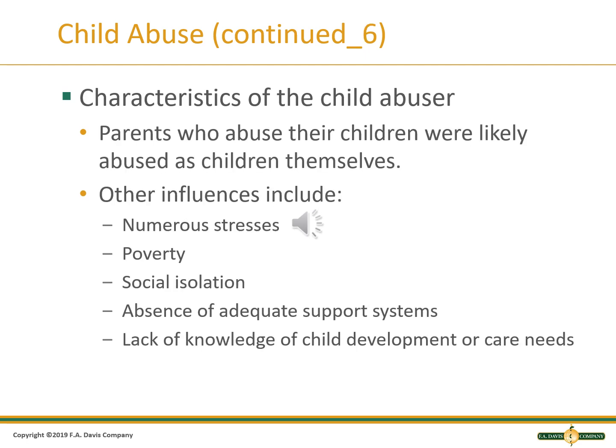Characteristics of a child abuser. So, a number of factors have been associated with adults who abuse and neglect children. A parent who abuses their child was likely abused as a child themselves. Some of the influences could be numerous stressors, poverty, social isolation, absence of adequate support systems, and lack of knowledge of child development and child care.